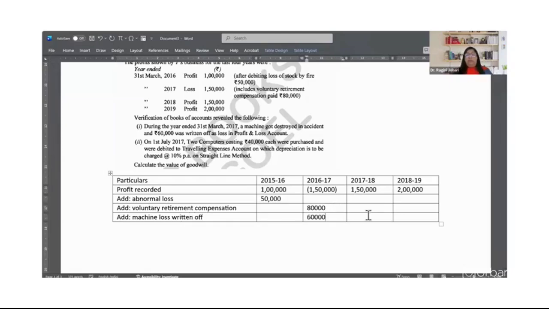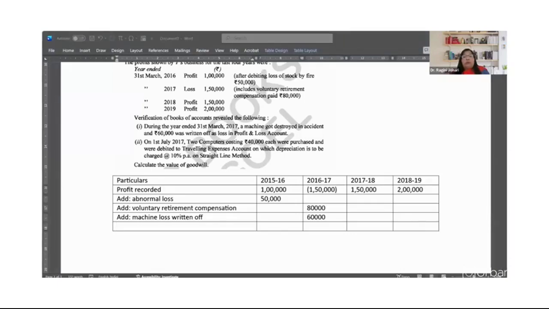This 60,000. Okay. Then, 1st July 2017. Now we have come to this accounting date. Two computers costing 40,000 each were purchased and were debited to traveling expenses account on which depreciation is to be charged at the rate 10% per annum on straight line method. This means what? Number one, we have to add this value.